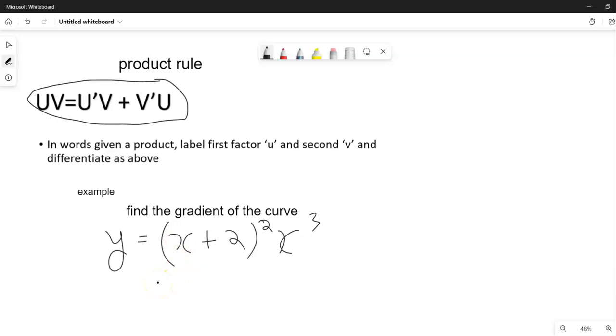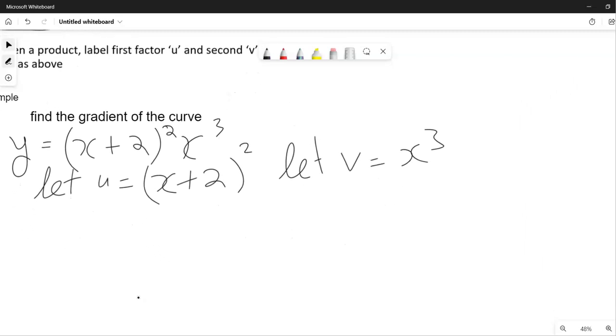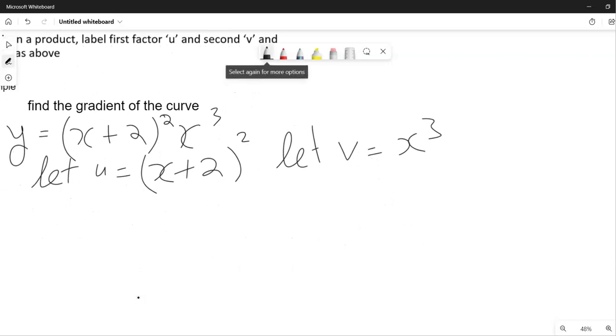So we have a product here. So our first factor in this case is our bracket. So let u equal x plus 2 squared, and let v equal x cubed. Now if you observe, you will recognize that you have to use the chain rule to differentiate u, right? So without writing out all of the excitement of using the chain rule, you can just go ahead and do it.